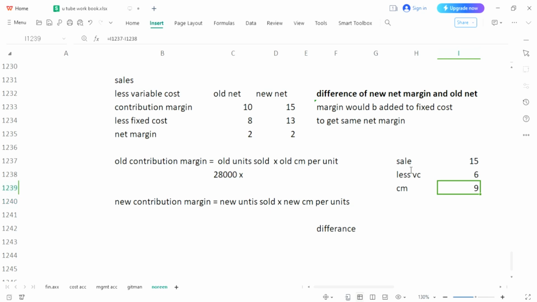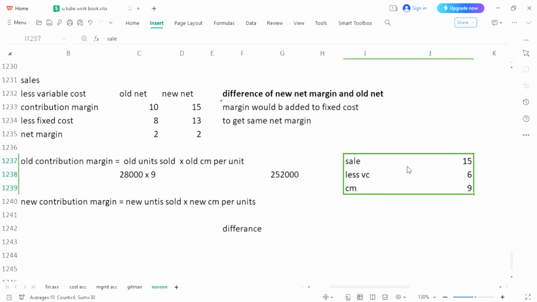Okay, so now this is CM per unit. 28,000 multiplied by 9, with which you can calculate your old contribution margin. So we are putting it on the calculator, 28,000, and it is being multiplied by 9. So this is our old contribution margin. I'm taking it to here.